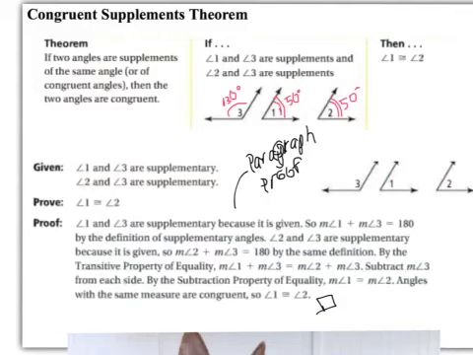We could do the same thing in two-column proof form. Angle 1 and 3 are supplementary. Reason, given. The measures equal 180. Reason, supplementary angles add up to 180. 2 and 3 are supplementary. Reason would be given. 2 plus 3 is 180 because supplementary angles add up to 180. By the transitive property, that would be your reason. You can set them equal. Subtraction property of equality, you can write it this way. And then finally, you change it back to congruency because angles with the same measure are congruent.